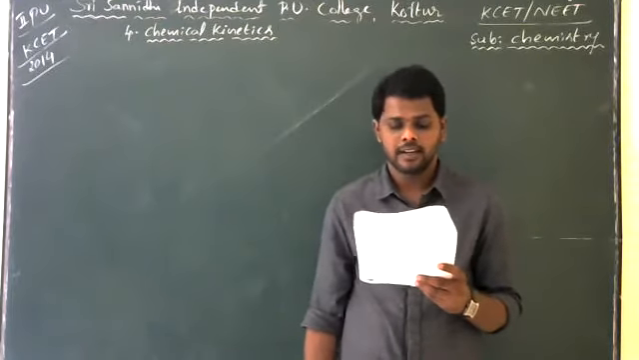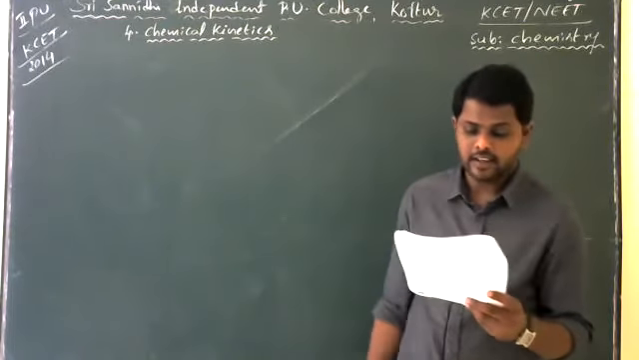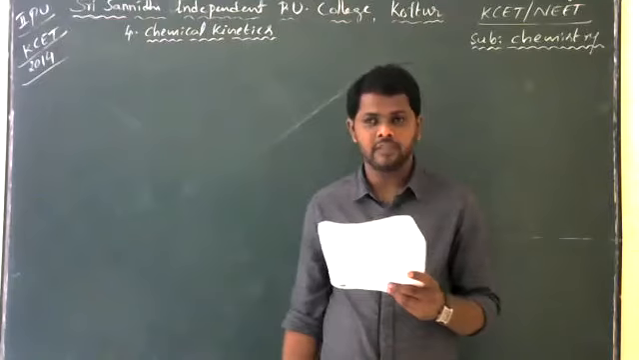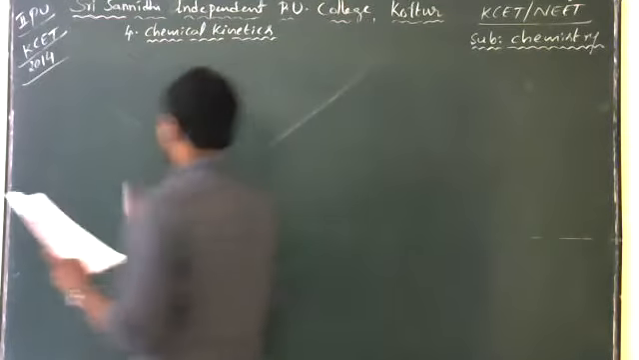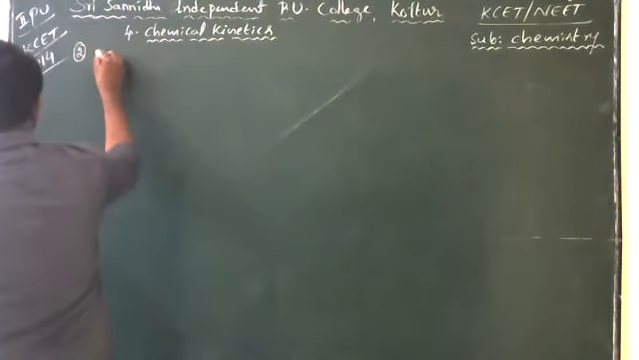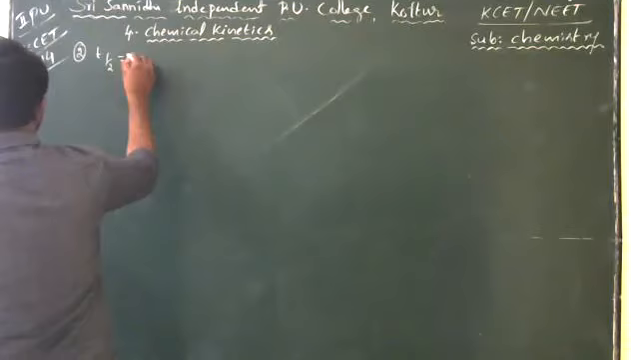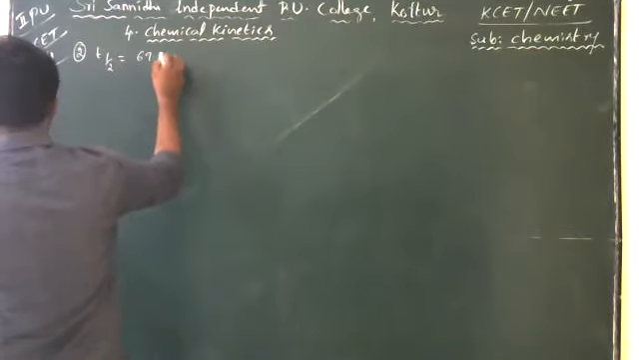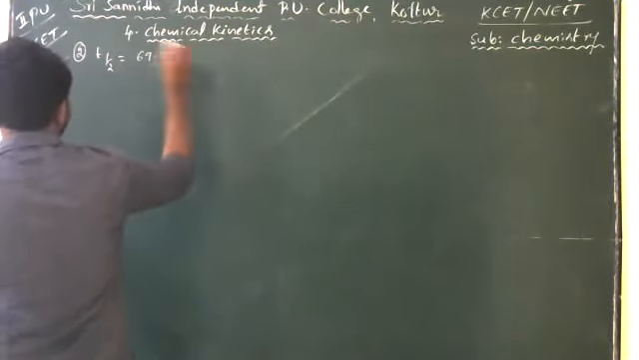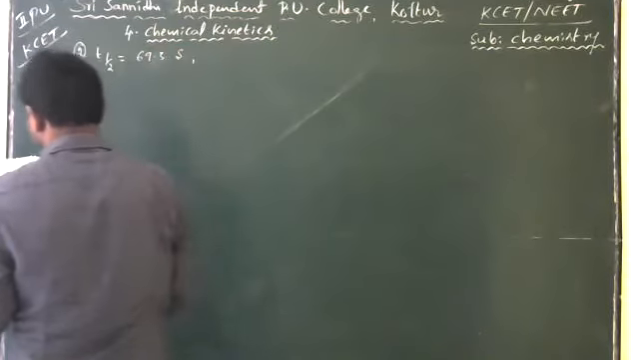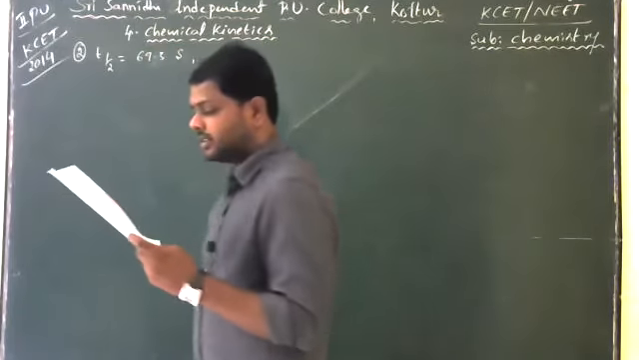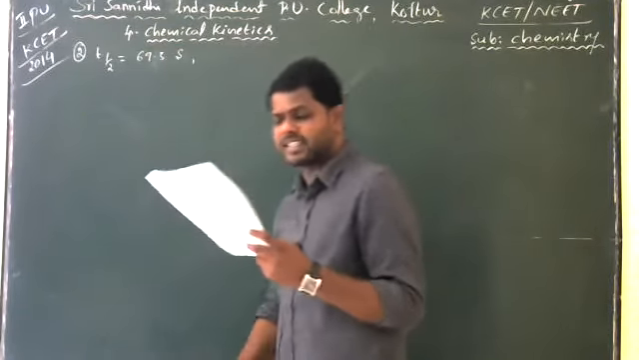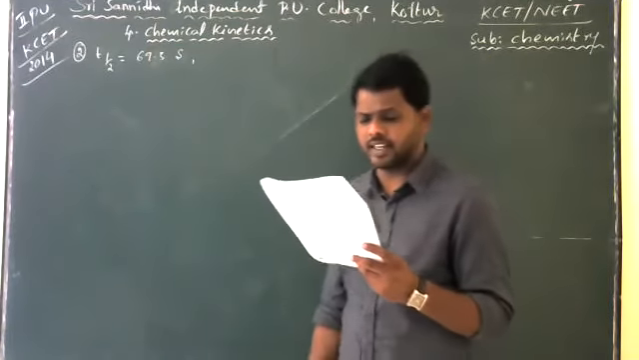It is given that the reaction follows first order chemical kinetics, and the half life is given. T half is equal to 69.3 seconds. Next, it is given that the temperature is 500 degrees Celsius, which is constant, so there is no need to take it here, no relation here.